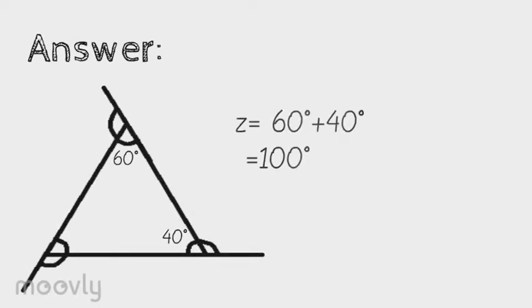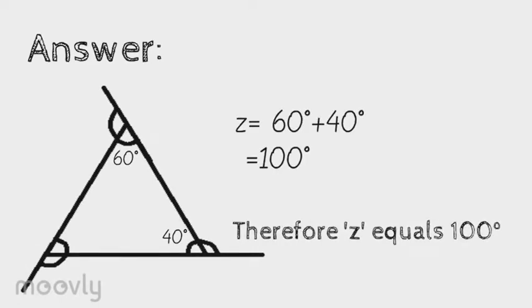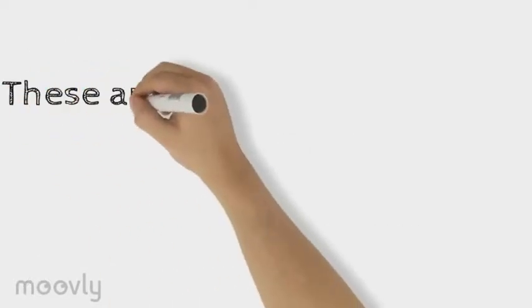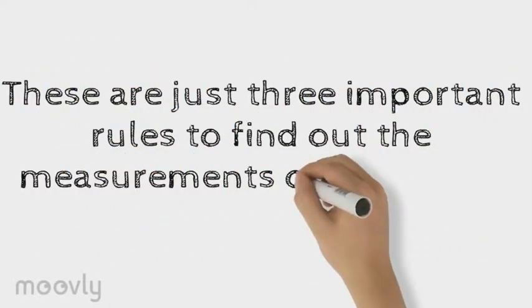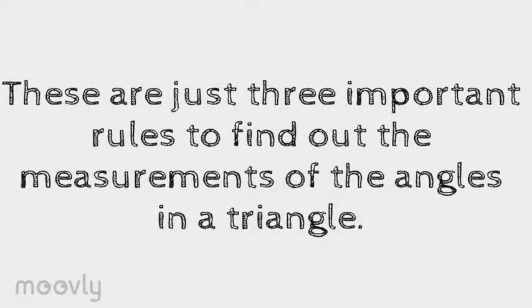Answer. To get the answer, you have to simply add up 60 degrees and 40 degrees. When they're added up, it equals 100 degrees. Therefore, z is 100 degrees. These are just 3 important rules to find out the measurements of the angles in a triangle.